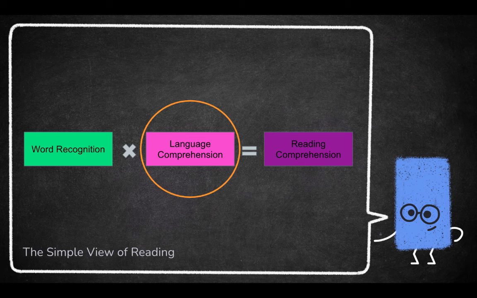Let's review what we've learned about reading comprehension. In the simple view of reading, we learned that reading comprehension is the product of word recognition and language comprehension. Vocabulary, or knowledge of word meanings, is a component of language comprehension. So in this presentation, we are focusing on the language comprehension factor.